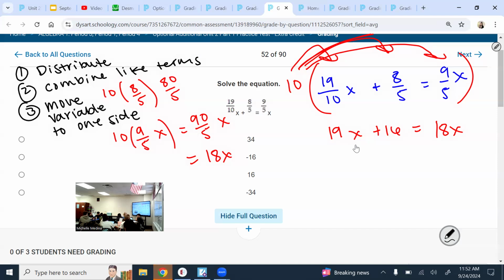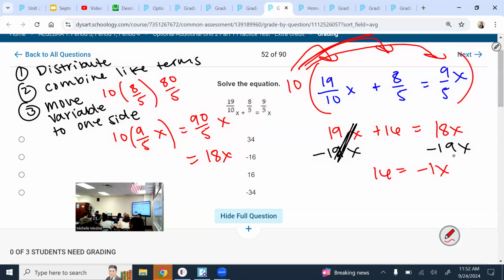No. It doesn't matter. Which one would you rather move, the 19x or the 18x? How do I cancel it out on this side then? Whatever you want. So then I get 16 equals, what's 18x minus 19x? Negative 1x.